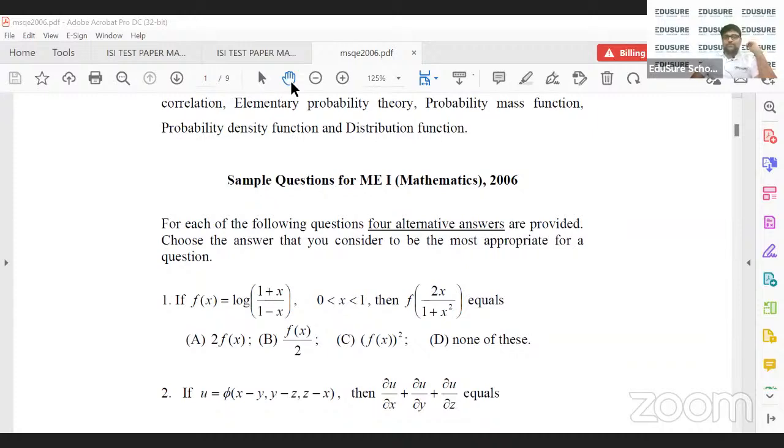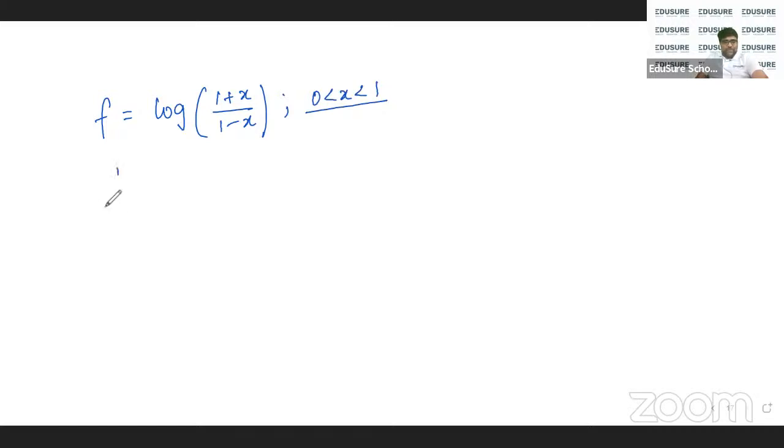Okay, let's try and do this. ISI 2006, question number 1. Fx is equal to log of 1 plus x by 1 minus x. That's given to us in the question. X is lying between 0 and 1. I need to find out F of 2x by 1 plus x square.